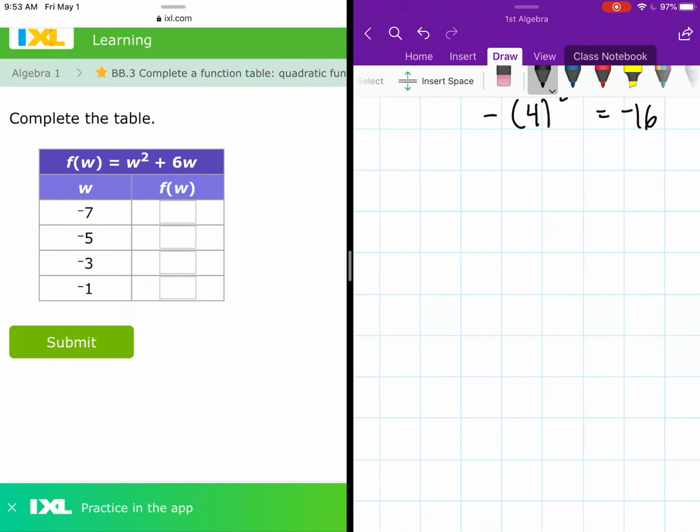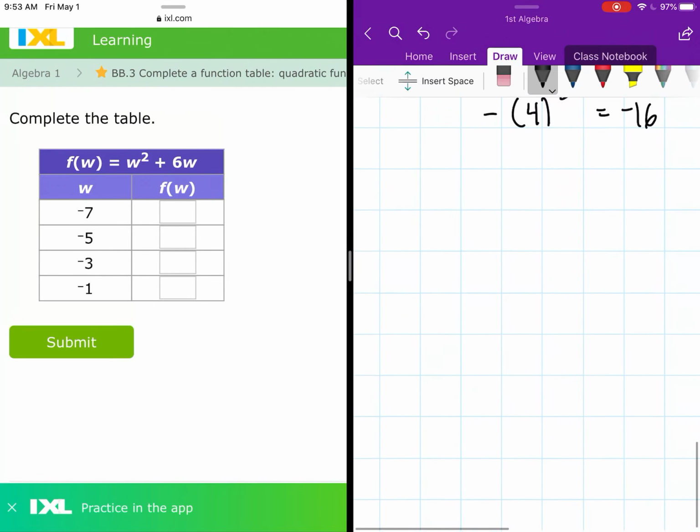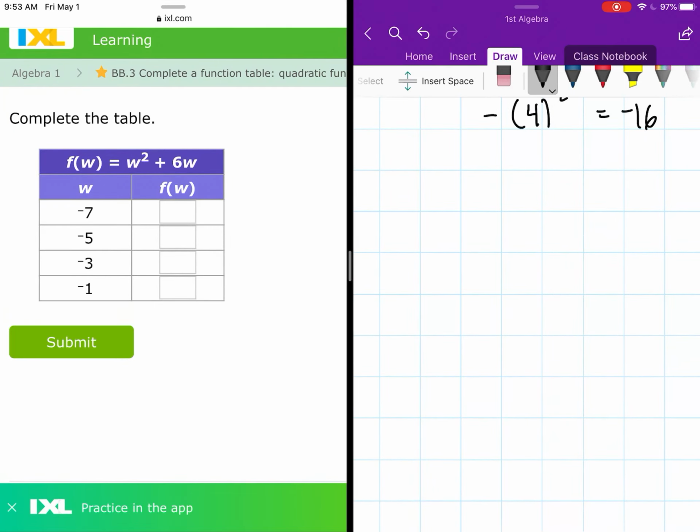So this is another type of question that you'll get. Sometimes you'll have 2 parentheses, sometimes you'll have 3, sometimes just 1. All the ones we did up to now were just 1 parentheses. This one here is going to need 2 parentheses. Why? Because there are 2 variables. So we have f(w) equals w squared plus 6w.